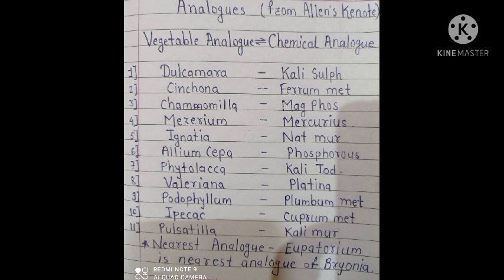And again, one more point to be remembered here is that Eupatorium is the nearest analogue of Bryonia. So that's it. We will finish it here, and we will learn more about the homeopathic materia medica in our next video. So for today, here it ends.